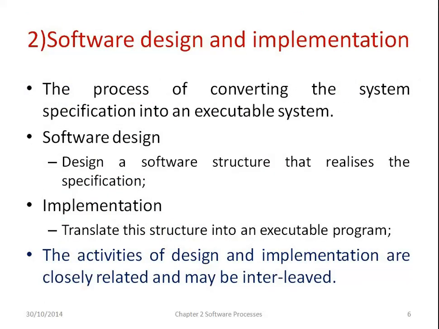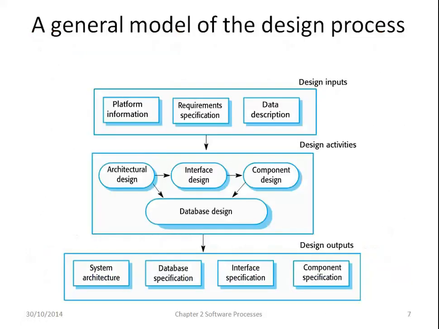Next, software design and implementation. The purpose of this activity is converting the system specification into an executable system. Software design creates a software structure that realizes the specification, that realizes the requirements. Implementation translates this structure into an executable program. You write that structure down as an executable program. The activities of design and implementation are closely related and may be interleaved.